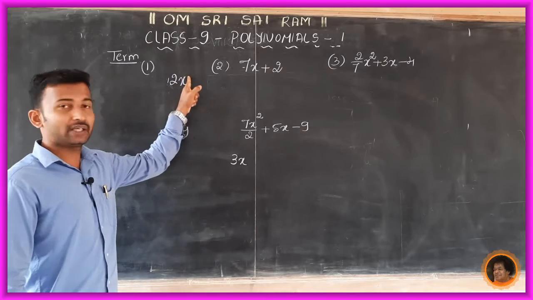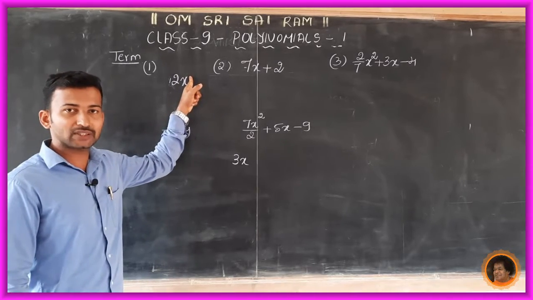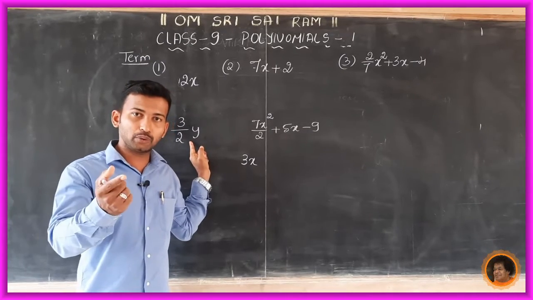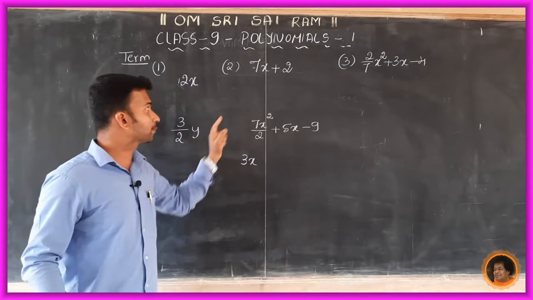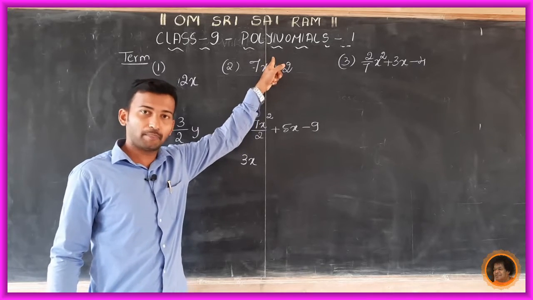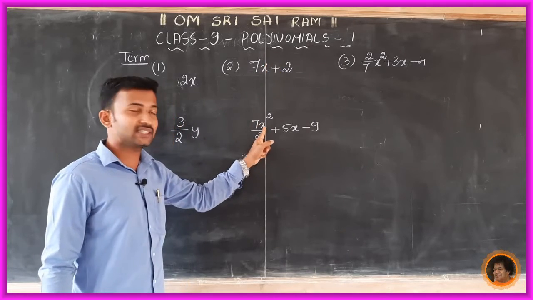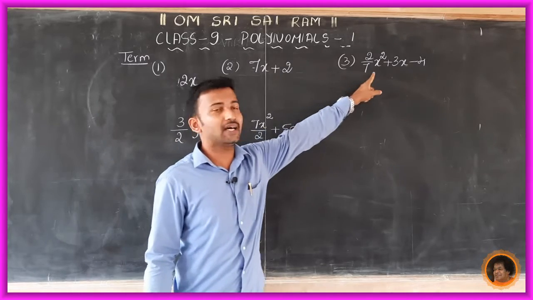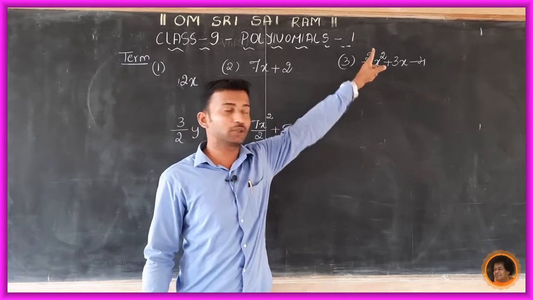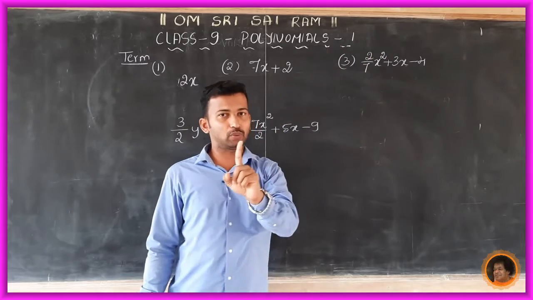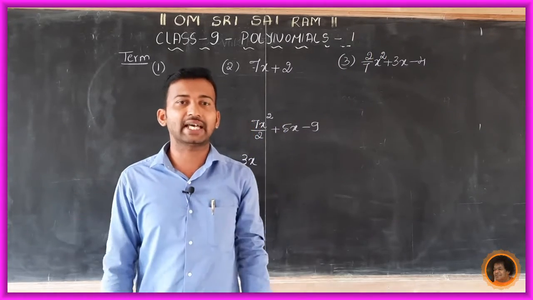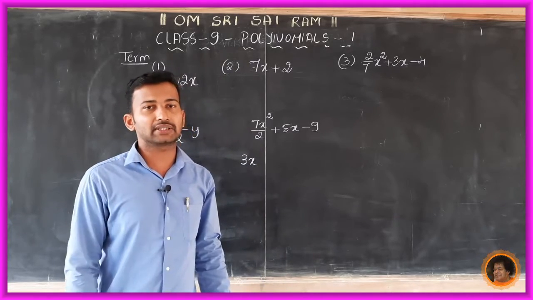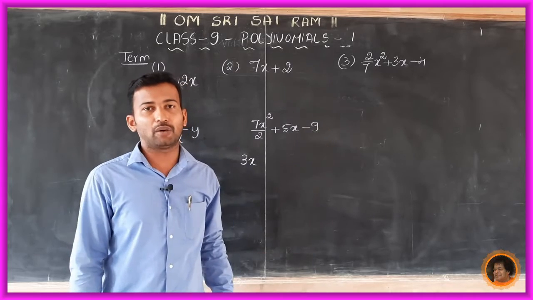See, non-negative integral power: y power 1 in this one, x power 1, x power 2, and x power 1 in the last one, x power 2 and 3x power 1. All the variables have positive powers or non-negative integral powers. So these are all called polynomials.